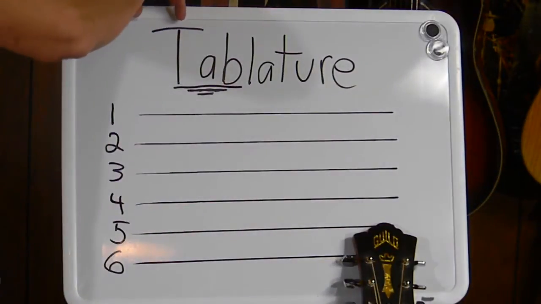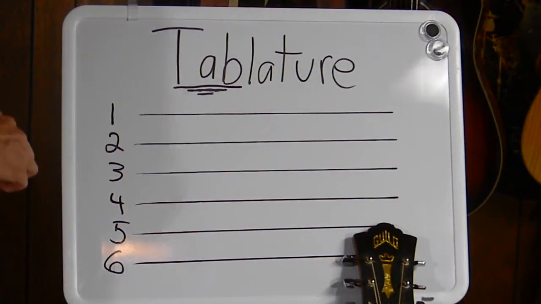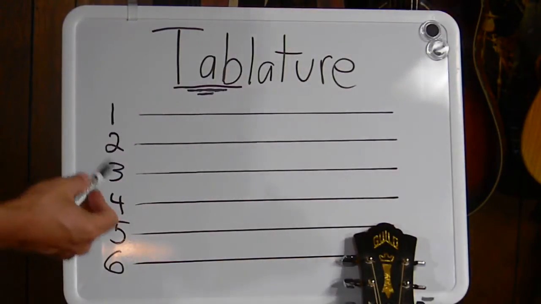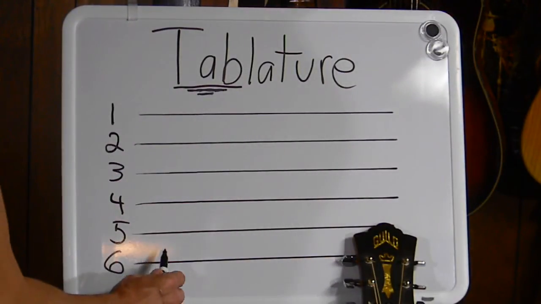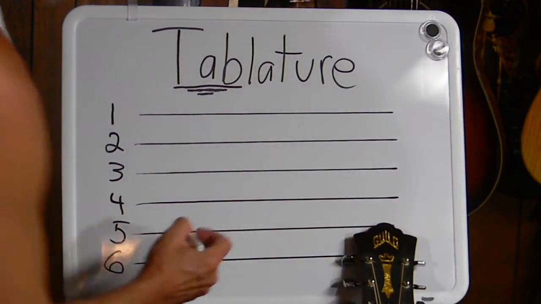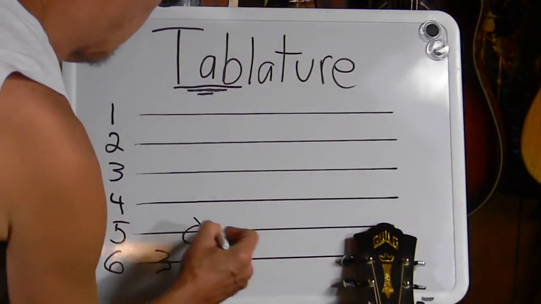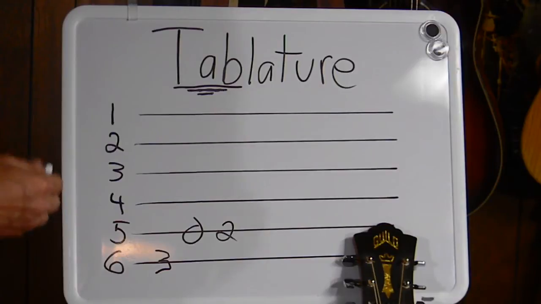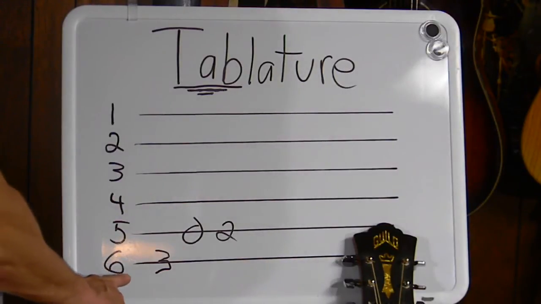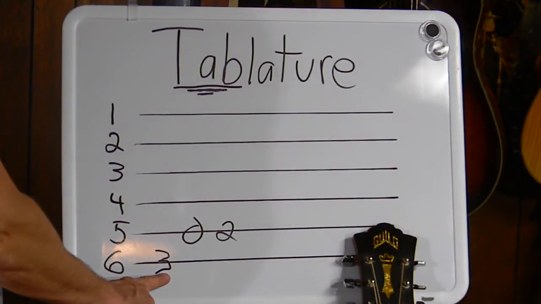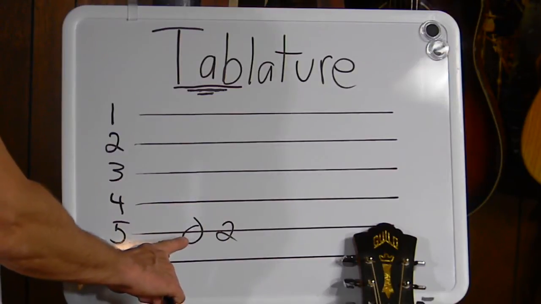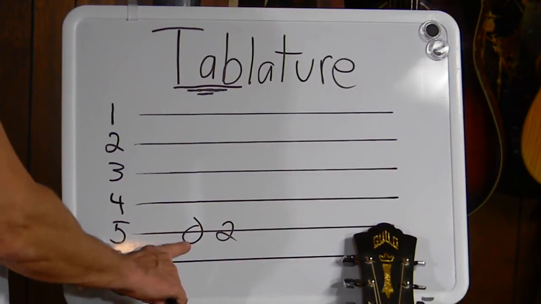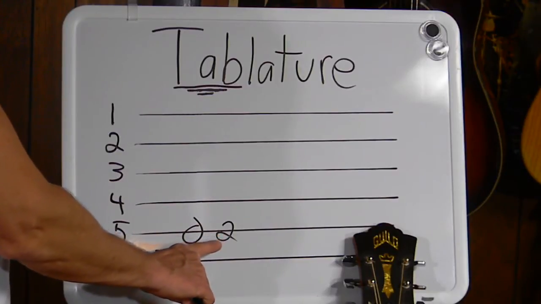Now, numbers are written on tab to tell you which fret. Like for instance, if I put a 3 here, and let's say a 0 and a 2, we would want to play the 6th string 3rd fret, and then we would go to the 5th string open. A 0 means open, and then the 5th string 2nd fret.